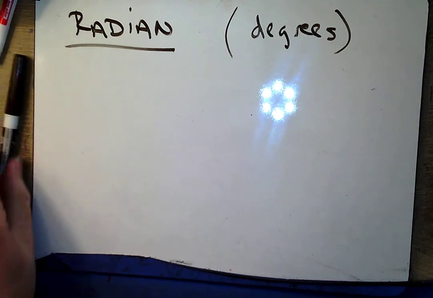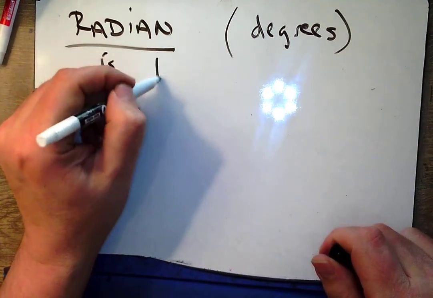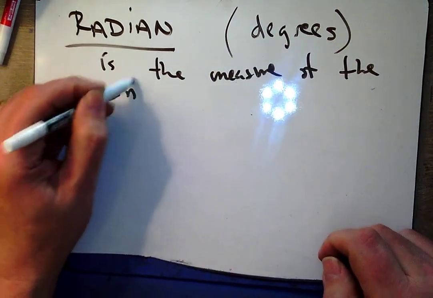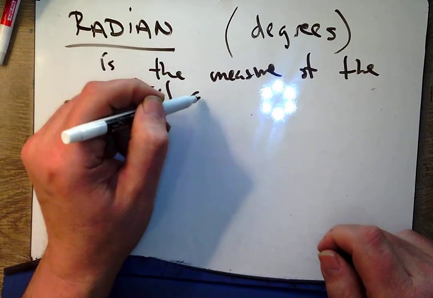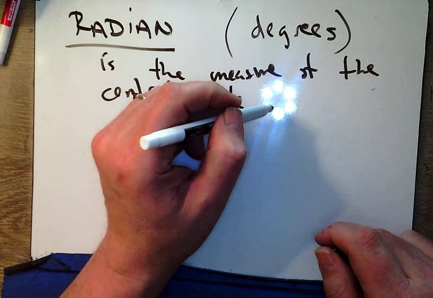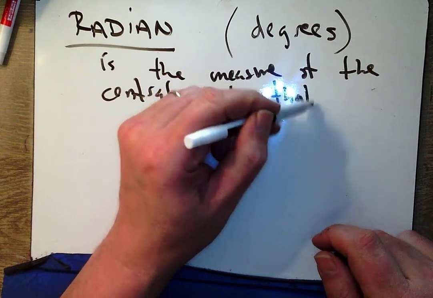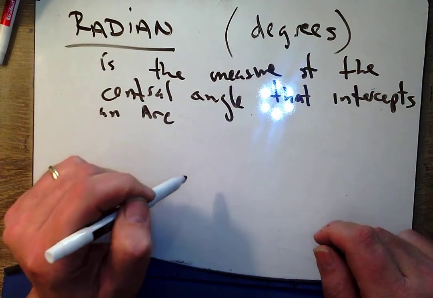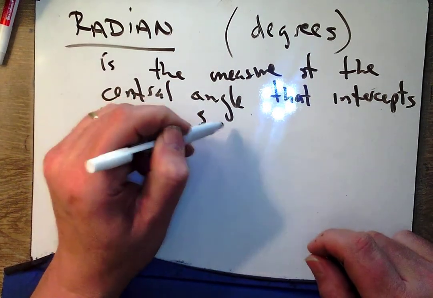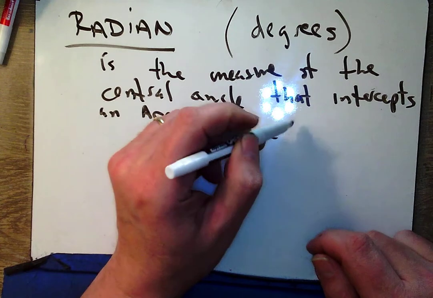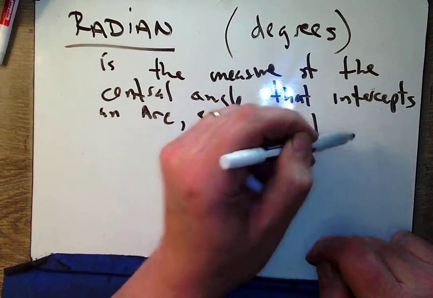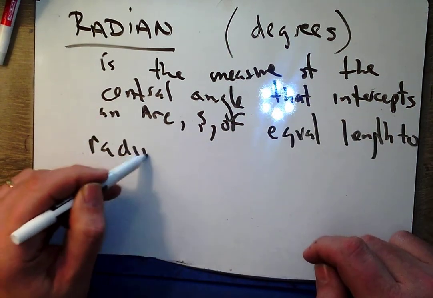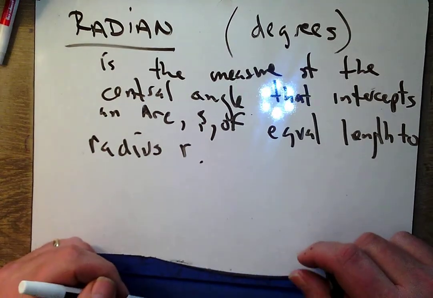Well, a radian is the measure of the central angle that intercepts an arc S of equal length to radius r. Now, what the hell does that mean?